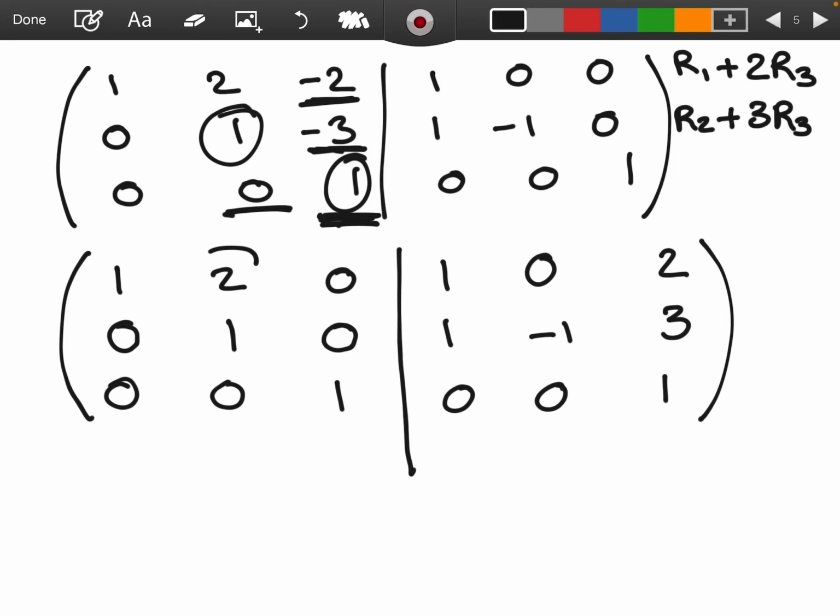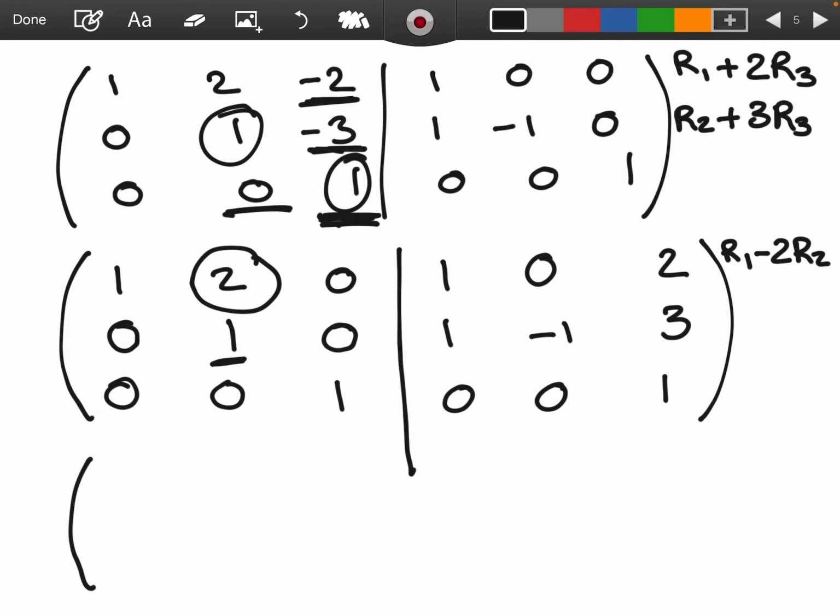And finally, I need to make this entry a 0. So I need to use my pivot in row 2 to eliminate everything above it. So I'm going to eliminate that 2. So I'm going to make my new row 1, my original row 1, minus 2 times row 2. So I've used that pivot to eliminate everything above it, but I have to do it to the whole row.